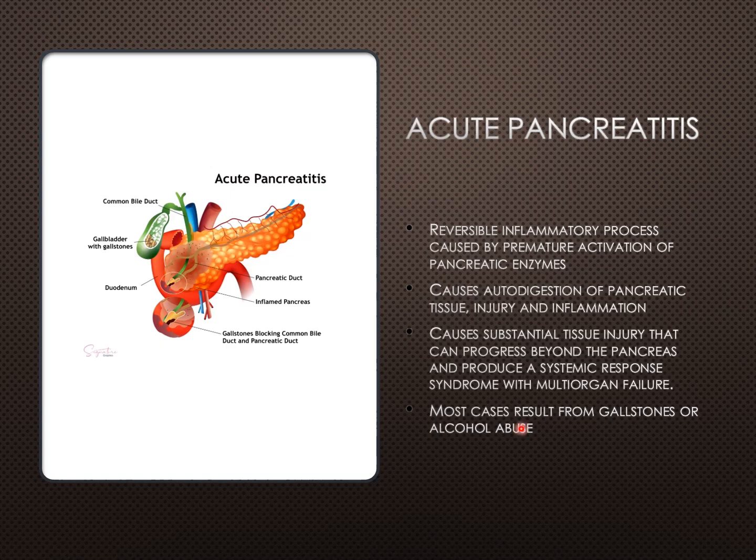Now we're going to move on from the gallbladder to the pancreas, and we're going to start by talking about acute pancreatitis. Acute pancreatitis is a reversible inflammatory process that's caused by premature activation of pancreatic enzymes. So the process is thought to begin with the activation of a pancreatic enzyme called trypsin. And once trypsin is activated, it then goes into this cascade where it activates a variety of our digestive enzymes.